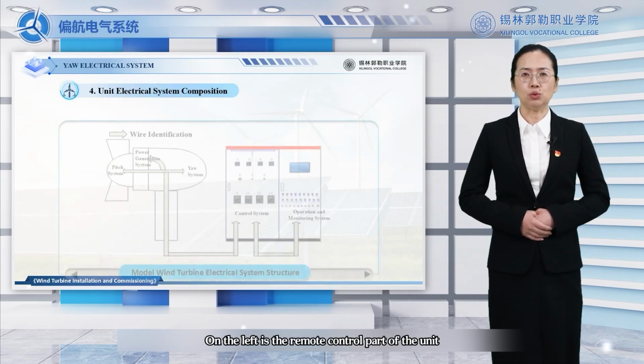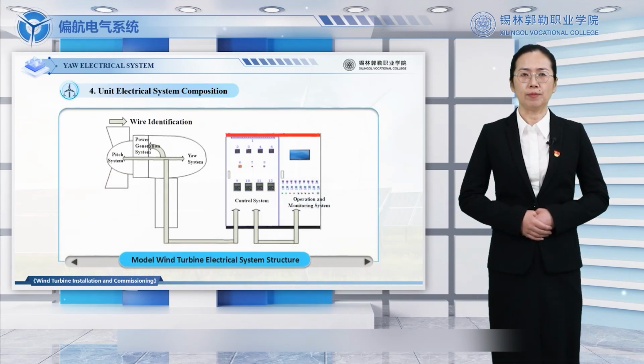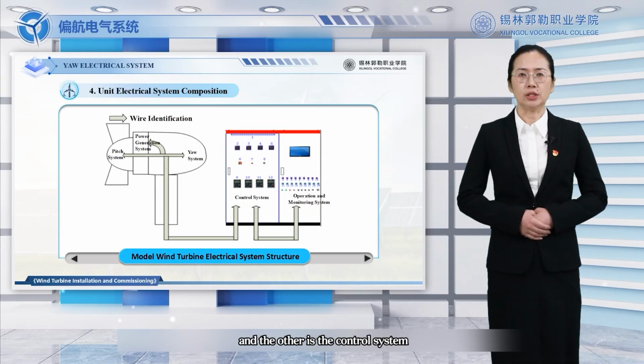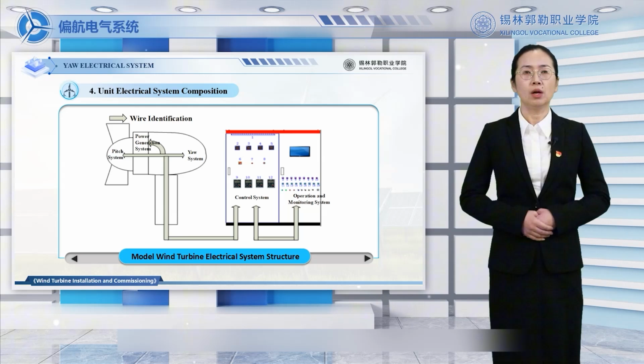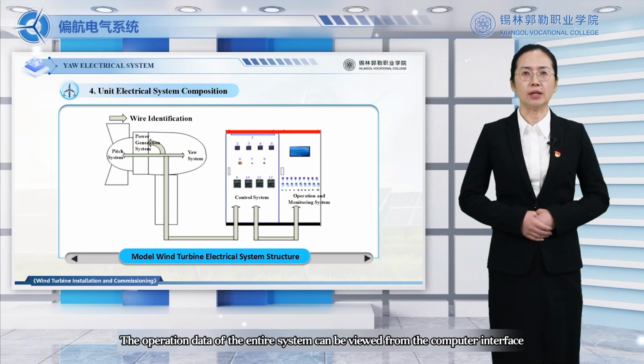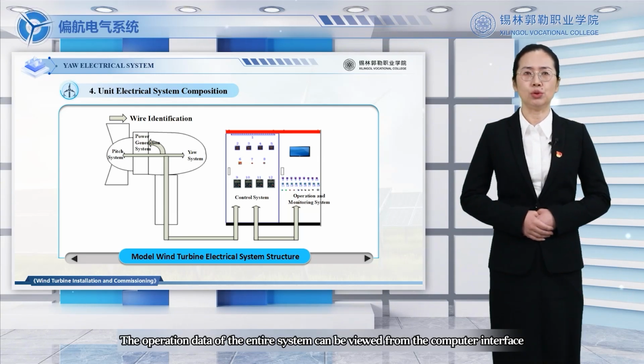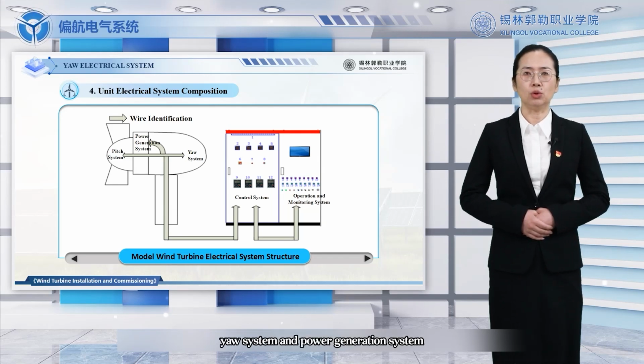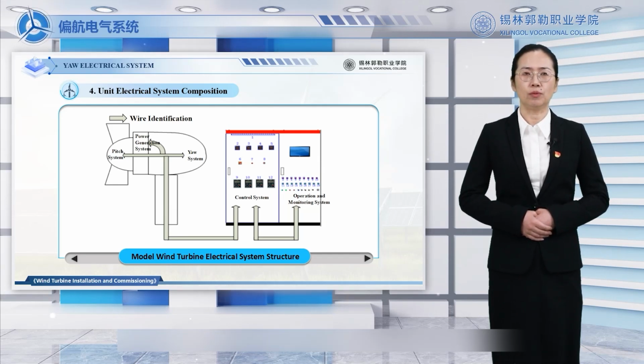On the left is the remote control part of the unit. One is the operation and monitoring system, and the other is the control system. The operation data of the entire system can be viewed from the computer interface, thereby controlling the pitch system, yaw system, and power generation system.